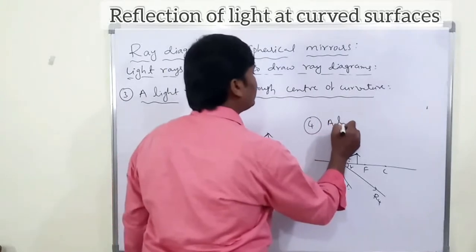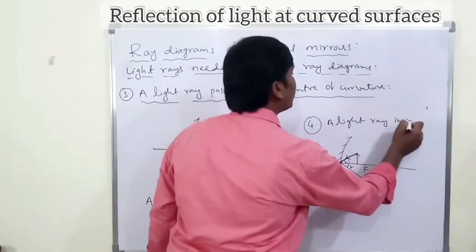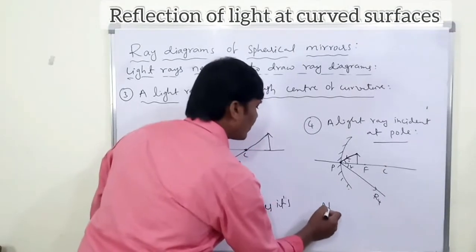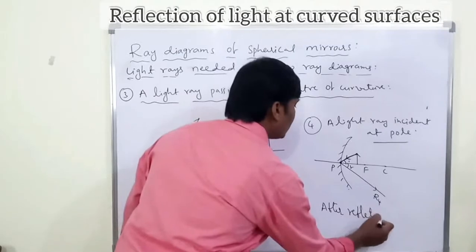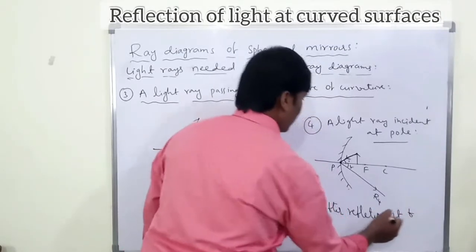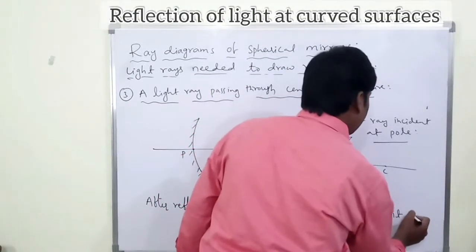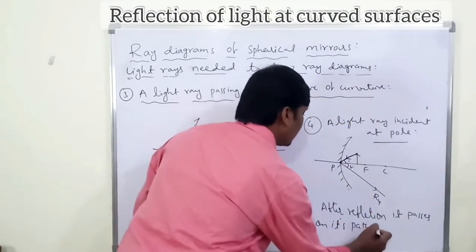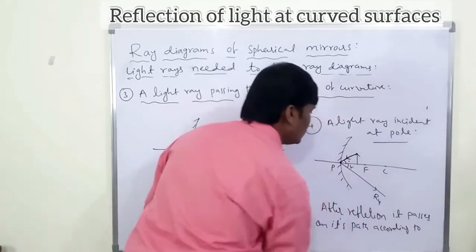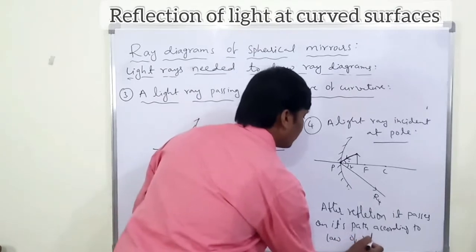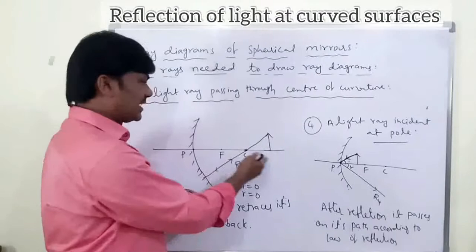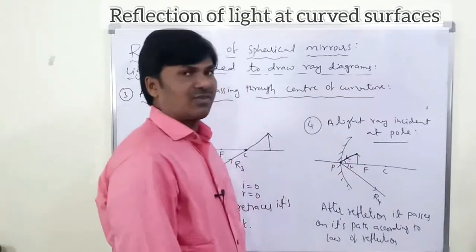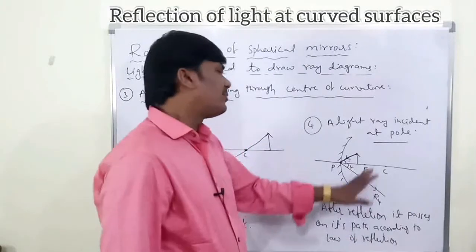It means a light ray incident at the pole, after reflection, it passes on its path according to the law of reflection, because there is no shortcut method like it retraces its path back or becomes parallel to the principal axis. We have to measure the angle of incidence and angle of reflection, but it is needed only in very few cases when the object is very near to the mirror.